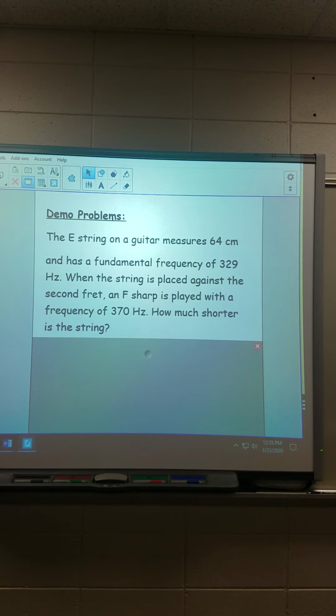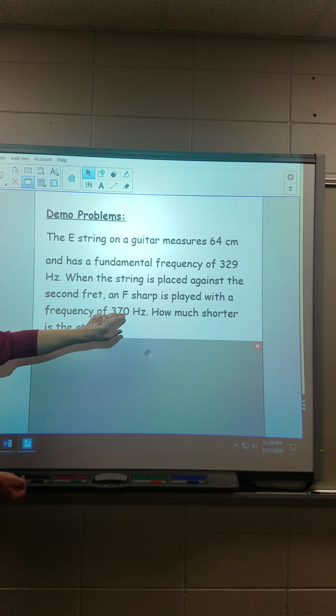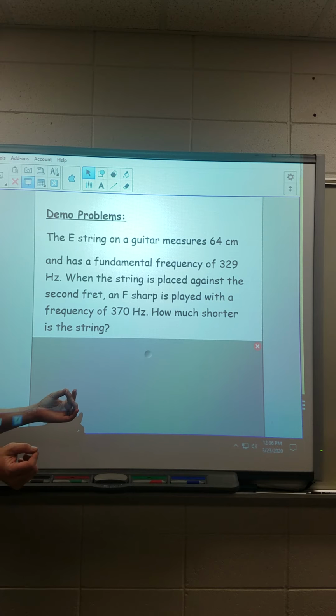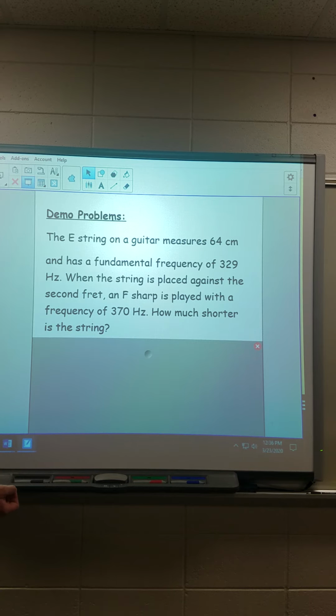So let's say you're playing the guitar. The E string on a guitar measures 64 centimeters, has a fundamental frequency of 329 hertz. When the string is placed against the second fret, now you hear an F sharp that has a frequency of 370 hertz. The frequency has increased, the wavelength is shortened because I've shortened that string there, so my nodes are a little bit closer together. How much shorter is the string?